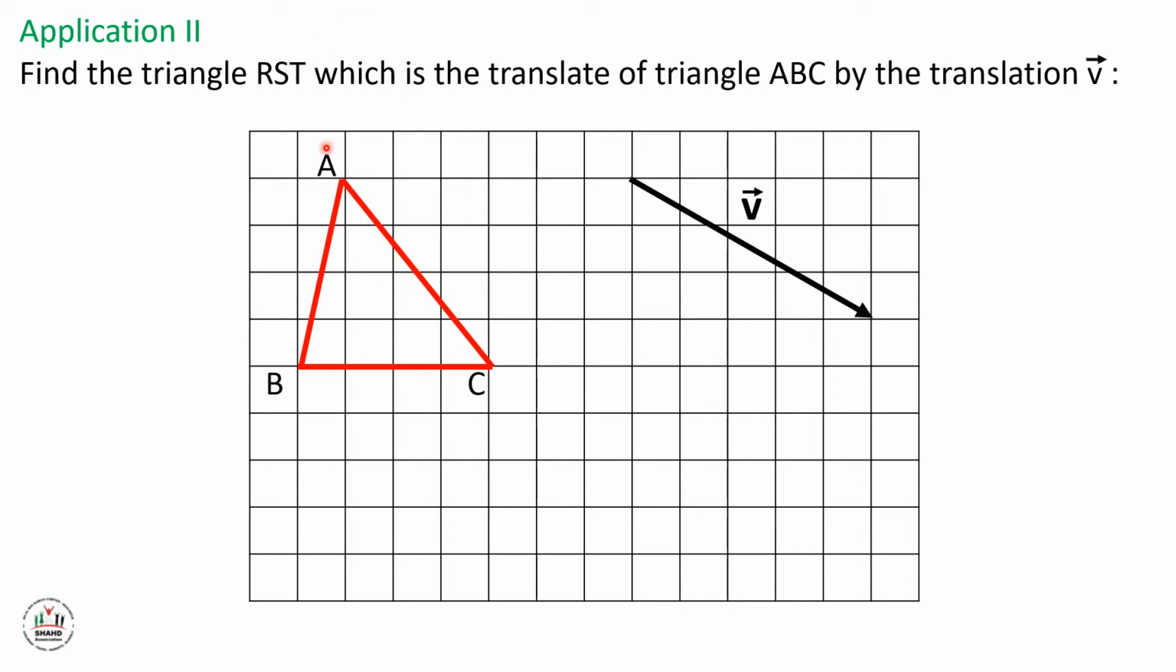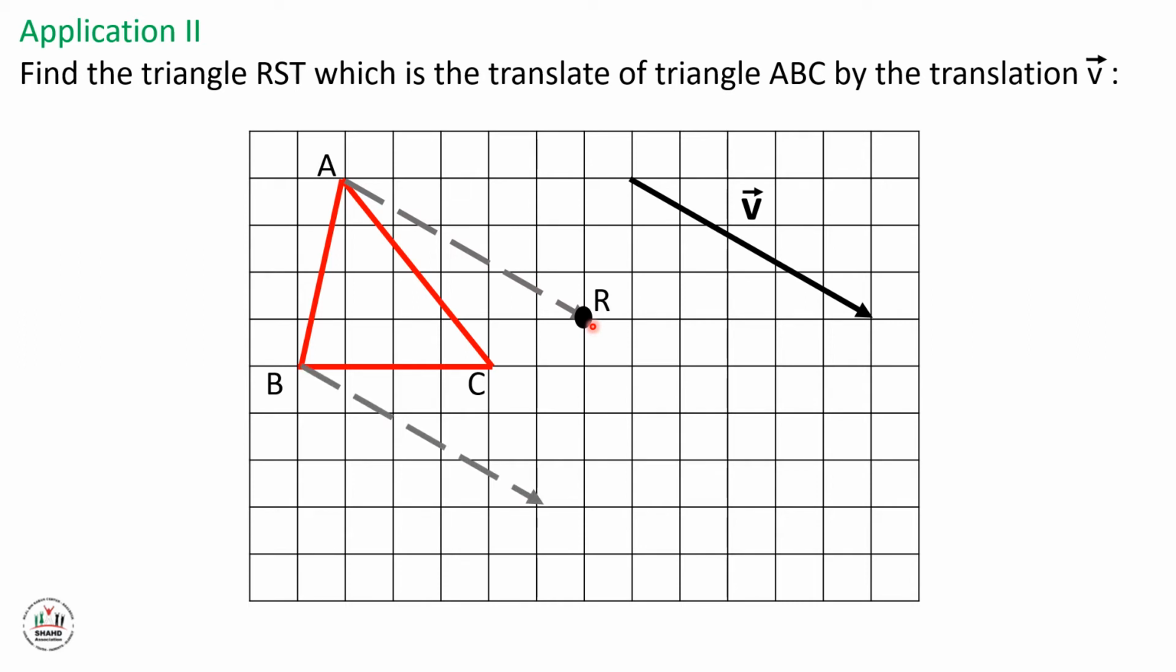Let's start by point A. We count 1, 2, 3, 4, 5 from left to right and 3 squares downward. 1, 2, 3, 4, 5 and 3 squares downward. 1, 2, 3. And here is the end point of the translated vector V.